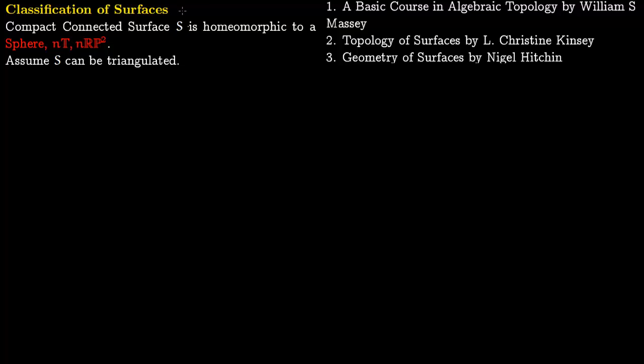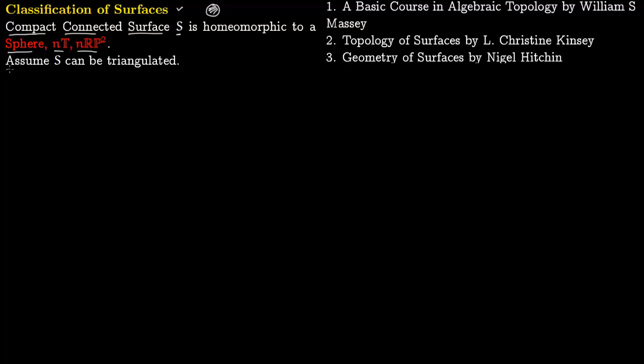In this lecture, we talk about classification of surfaces. Any compact connected surface S is homeomorphic to a sphere, or a connected sum of n tori, or a connected sum of projective planes. Surface means that locally it looks like a disk. So if a small bug is traveling on a sphere, locally it will look like a disk in R2.